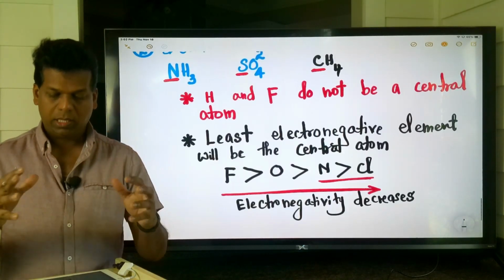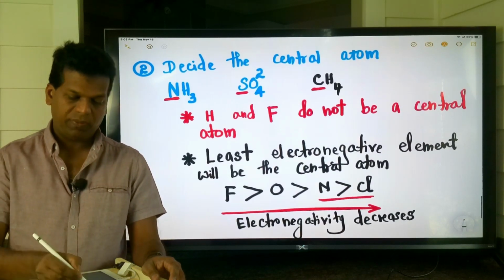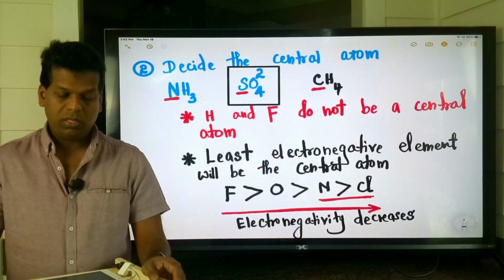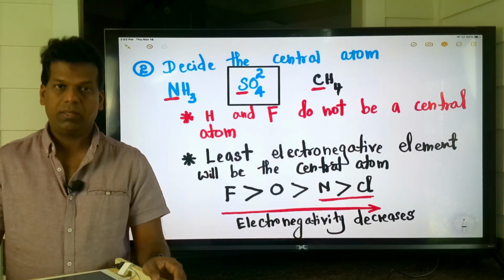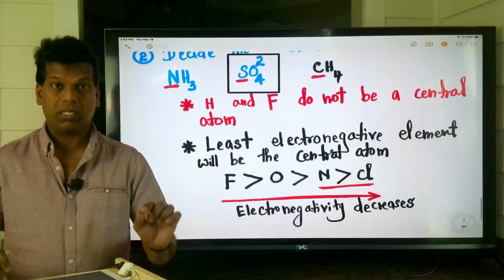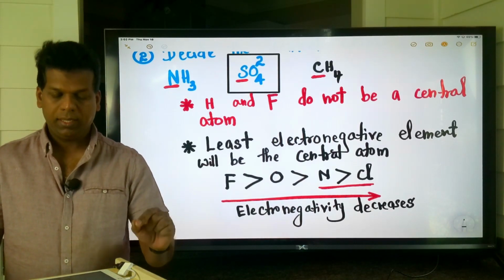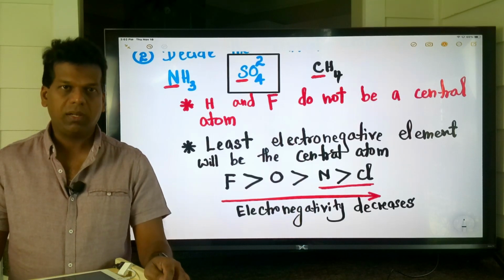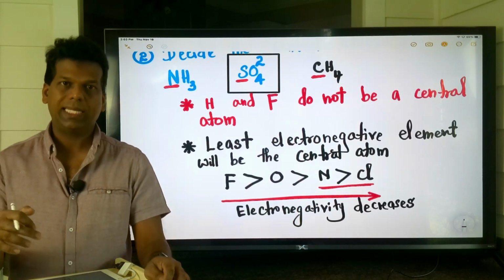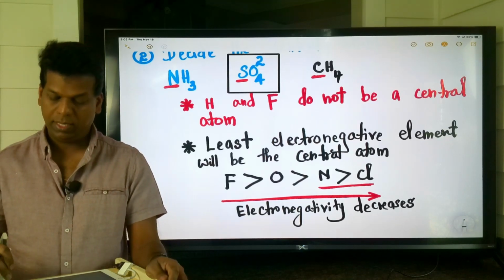So the least electronegative element will be in the center. If you look at this sulfate ion here, it is with oxygen, right? There are 4 oxygens and 1 sulfur. Oxygen is the second most electronegative element. That means definitely the electronegativity of sulfur is smaller, less than the oxygen. So sulfur is going to be in the center.